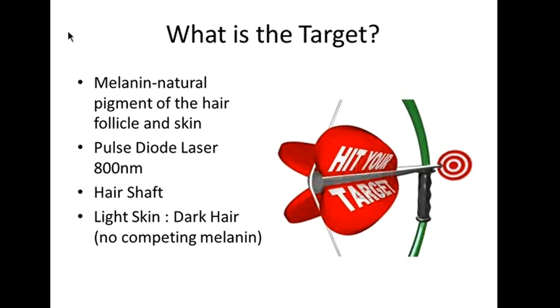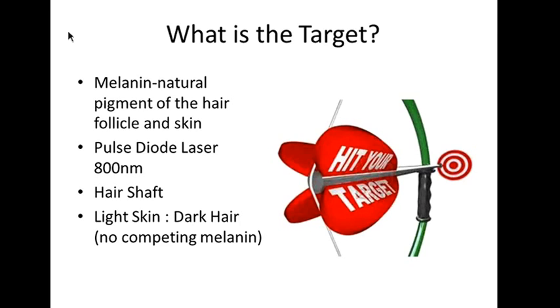So the target for our webinar is essentially melanin. Now that's the natural pigment in our hair follicles as well as our skin. At Cape Fear Aesthetics, we use a pulse diode laser made by Lumenis, and it's at a wavelength of about 800 nanometers. Now that's very important. We're going to talk about that in the future slides because all lasers are not made equal, and we have to make sure that we are using the right wavelength to get the best result.